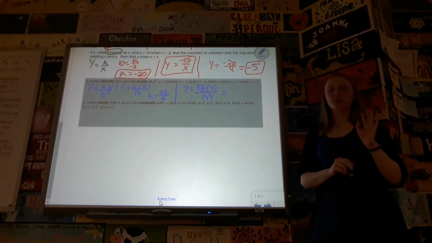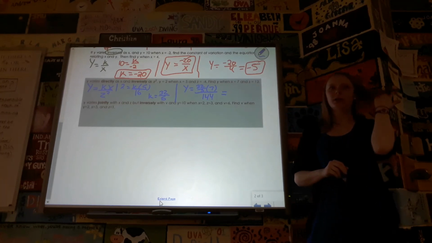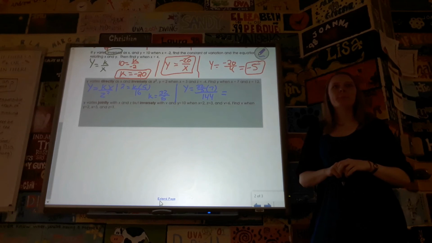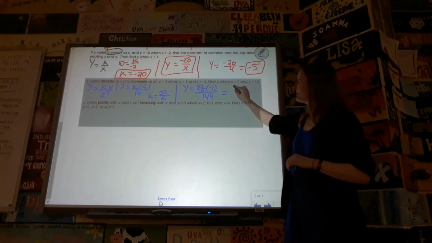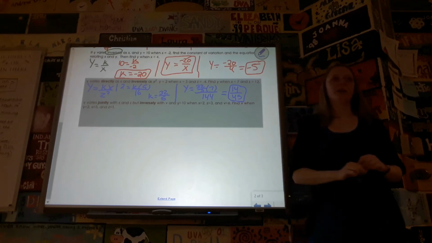As a decimal, it should be like 0.3111111. But as a simplified fraction, what would it be? 14 over 45? There you go.